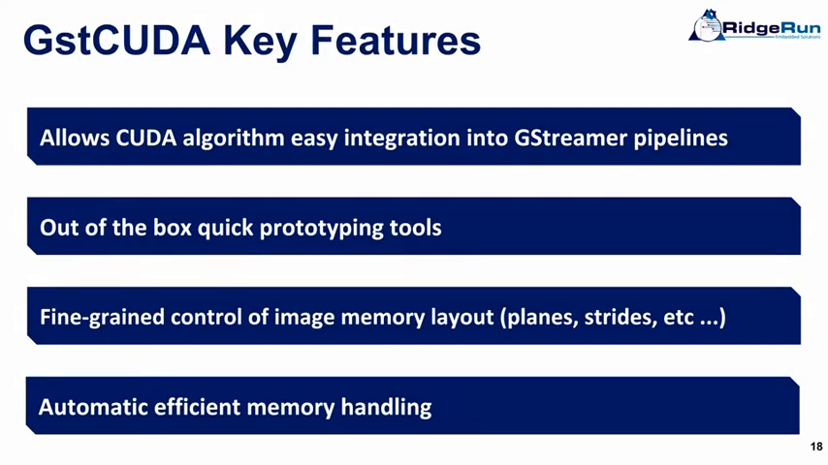Also, GstCUDA manages all the memory handling between GStreamer and CUDA in an efficient and automatic way, so the user doesn't have to worry about how to handle the memory between those two frameworks. That all occurs under the hood, and the developer doesn't have to spend time on that.